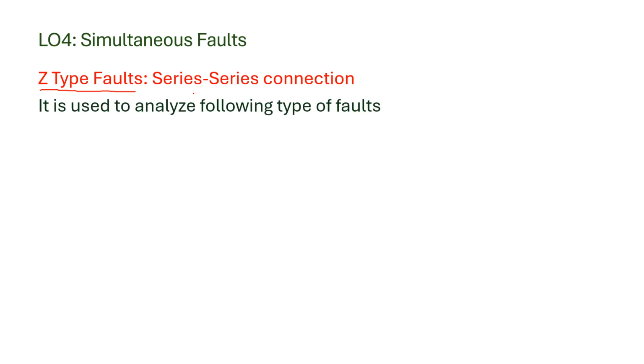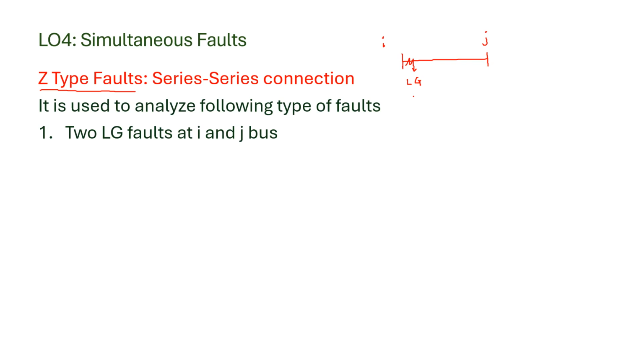So now this is the way we should write in the exam also. So it is used to analyze the following types of faults. So, LG fault at ith and jth bus. Suppose you have a power system and I have two buses, say ith bus and jth bus. And now suppose at this point there is an LG fault.